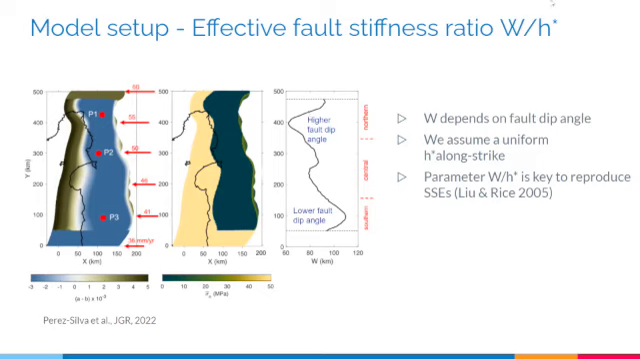So in this ratio, H star represents the nucleation size, which we take from the definition of Rubin and Ampuero, 2005. I mentioned that this parameter is key because previous studies have found that when this ratio is close to unity, it is more likely that SSEs arise.